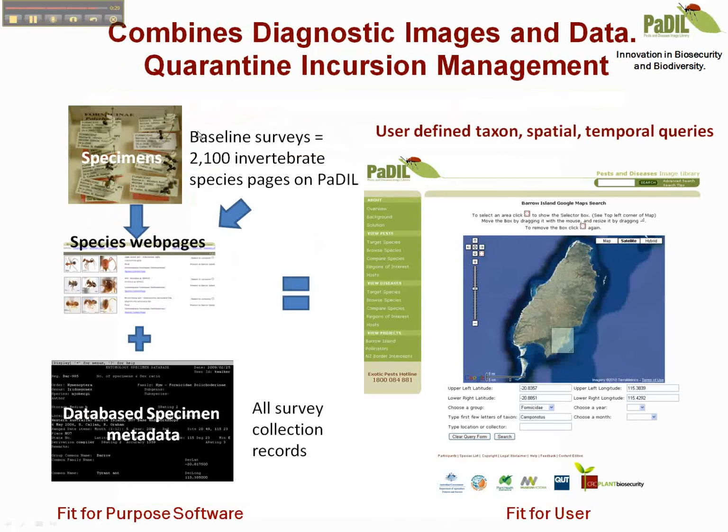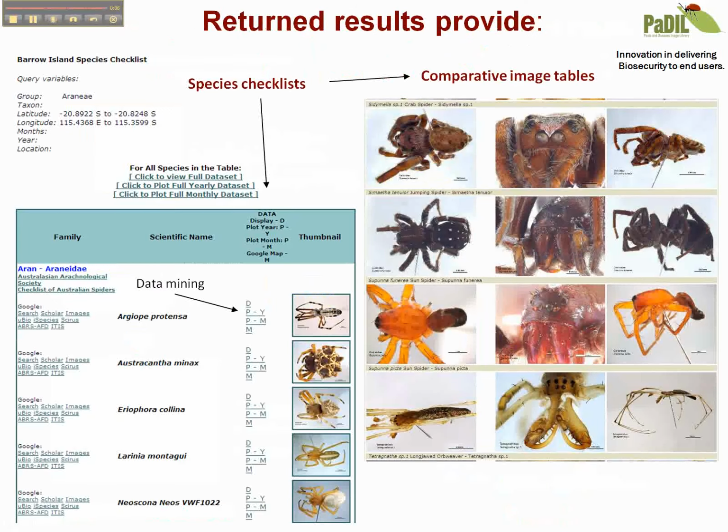We have the baseline study of 2,100 species, combine that with the raw data and present it through a Google Maps interface where the user can drop down a spatial box that tracks the 4 corners of the box. You can then put in a taxon query, and you can then put in some temporal queries and be able to return a wonderful set of information.